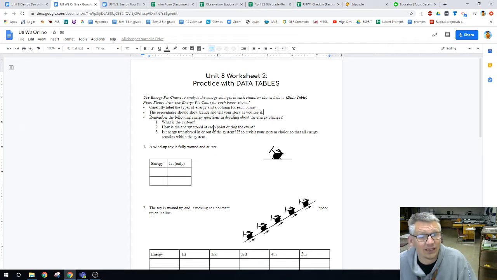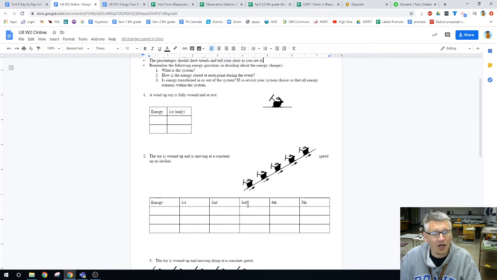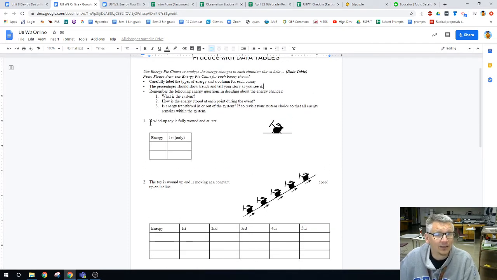And think about how the energy is stored at each point. We are going to have a column for each bunny as we go. And the percentages should show the trends and tell your story as you see it. And I will do some practice ones here for you.